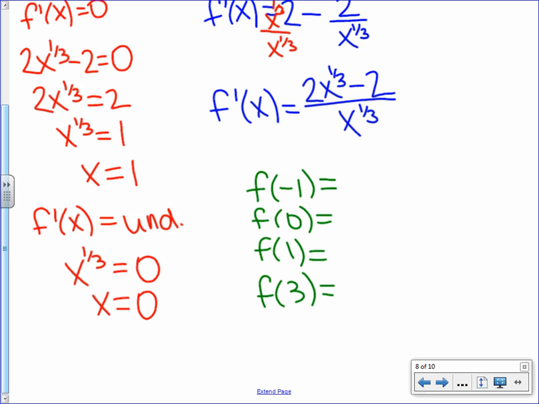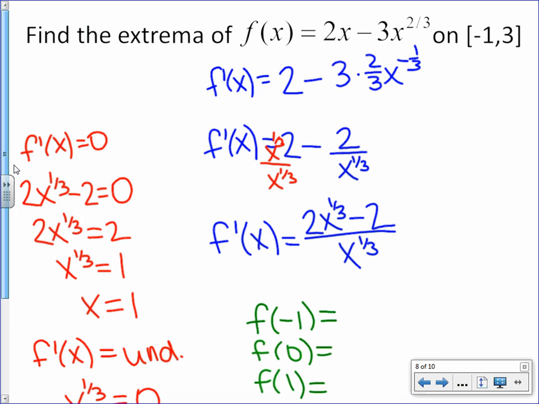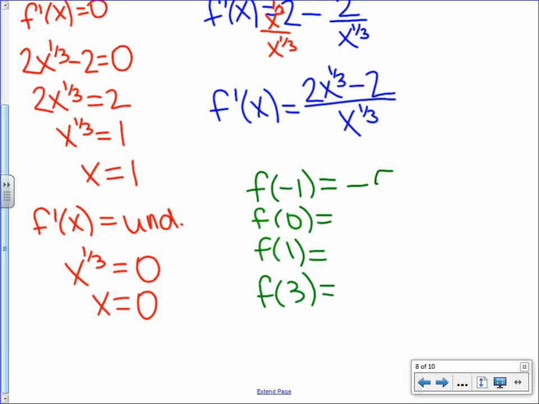So what we need to do with these four numbers is test them in our original function to determine which one's the highest, which one's the lowest function value. Okay? So when we plug in -1, 2 times -1 is -2. Minus 3 times -1 to the 2/3. That 2/3 power means the cubed root and then squared. So the cubed root of -1 is -1, squared turns to positive. So we end up getting -5.